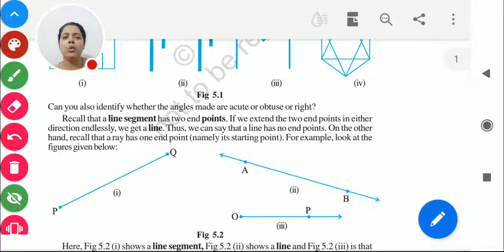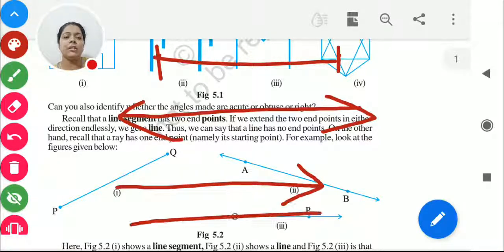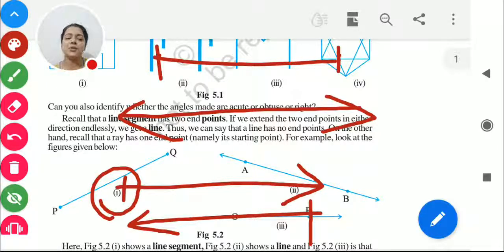So what we got to know: a line segment has two endpoints, it is fixed. When we talk about a line, it has no endpoints and it moves in both directions. And when we talk about an arrow, it can be this or it can be this. Any of these can be the ray. So what is a ray? It will move to either side. It has only one starting point and one ending point. Remember, a ray has one ending point and one starting point. So it can move only to either side, meaning one side only.